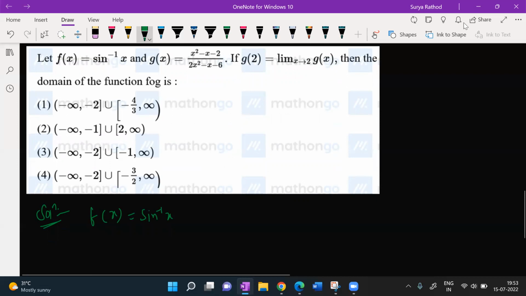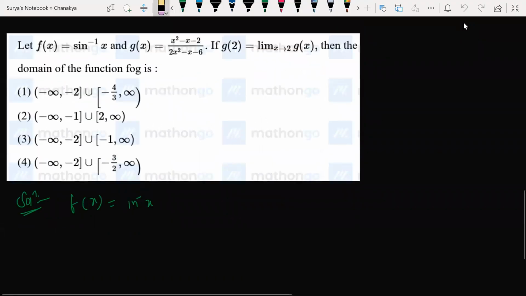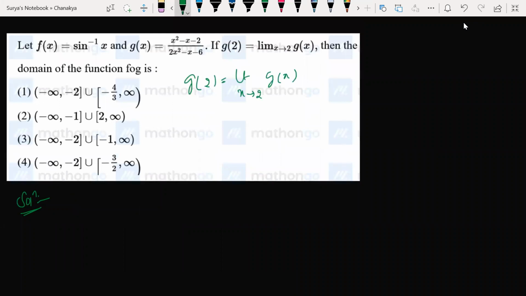Yes, f of x is equal to sin inverse x, and g of 2 is equal to limit x tends to 2 of g of x. Look at it, he is talking about g of x, beta, so let's solve g of 2 first. G of 2 is nothing but limit x tending to 2 of g of x. G of x is x square minus x minus 2 whole divided by 2x square minus x minus 6. All right. So what are you going to get now, tell me here.